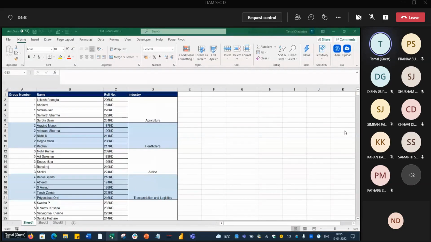Group 2, you are ready, right? Yes, sir, your presentation. Which one? I'm from Group 2, sir. Group one. Yes. Okay. So all the participants are Lokesh, Avinav, Simran, Samarth, Survi, Arvind, Ashini, Nikhil, Megha, and Raghav.